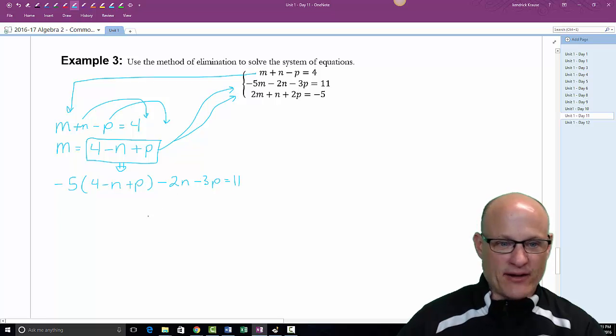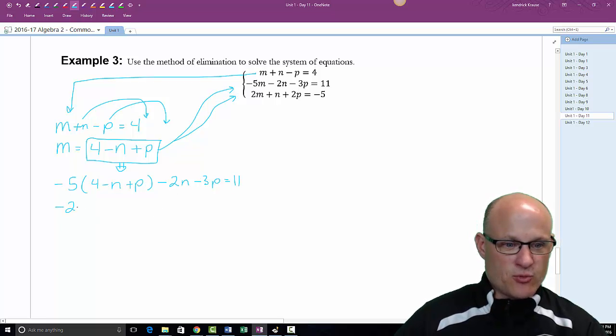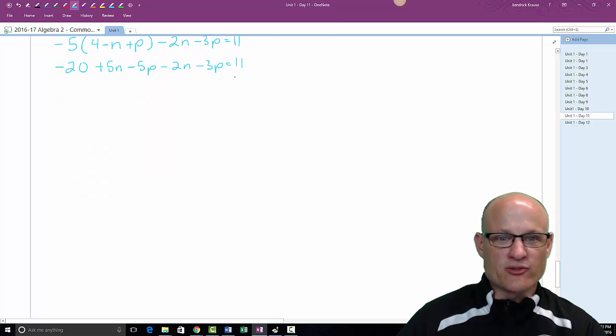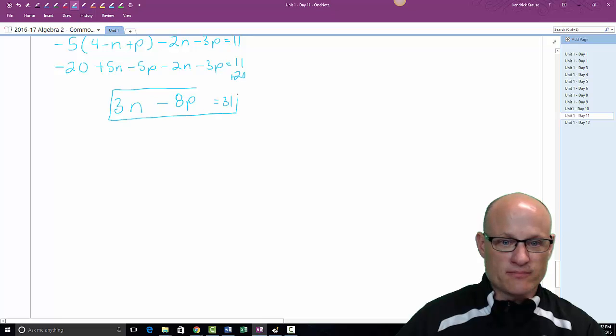And while I've got this pen out, I'll just clean this one up. Negative 20 plus 5n minus 5p minus 2n minus 3p equals 11. Let's see. I'm going to bring this 20 over here. I'm going to add that 20. So I'm going to have this equal to 31. That's weird. That's a prime number. 5n minus 2n is 3n. And then negative 5p and negative 3p is minus 8p. So I've got one of my equations.